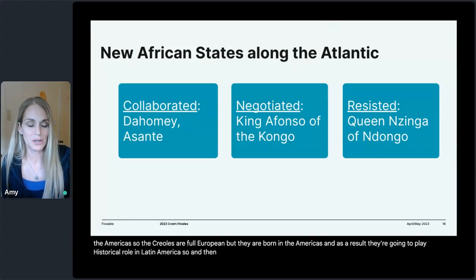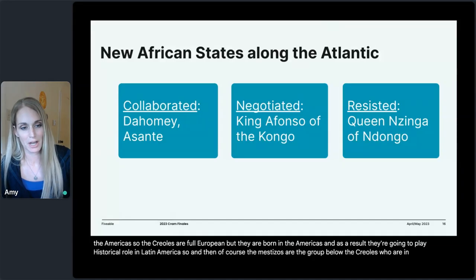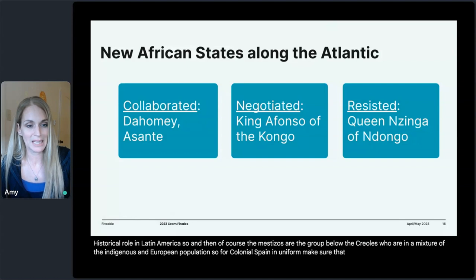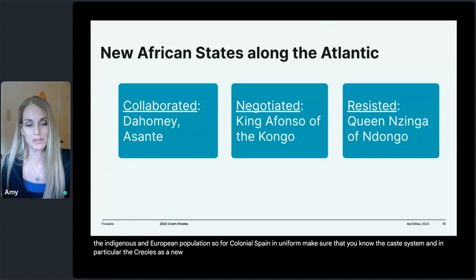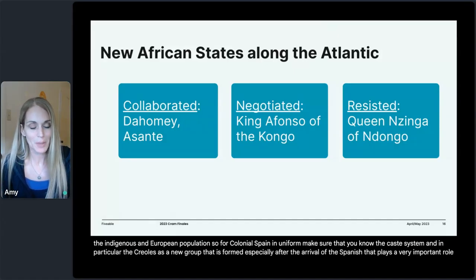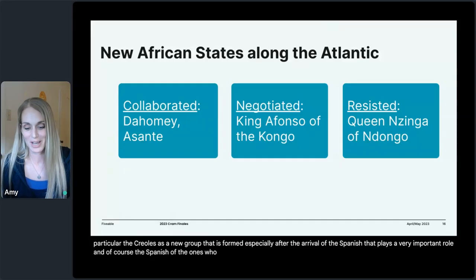And then, of course, the mestizos are the group below the Creoles, who are a mixture of the indigenous and the European population. So for colonial Spain in Unit 4, make sure that you know the casta system, and in particular the Creoles, as a new group that is formed especially after the arrival of the Spanish, that plays a very important role. And of course, the Spanish are the ones who fund the expeditions of Columbus, so they have a very important role there as well.